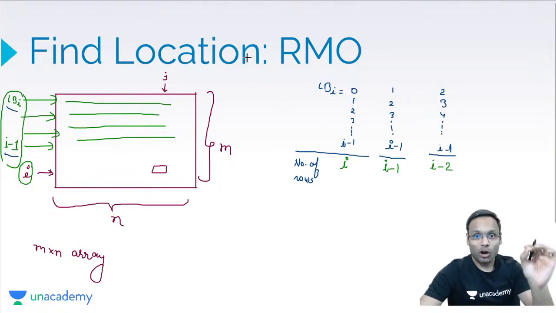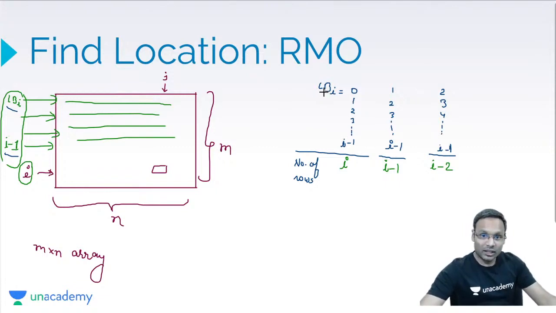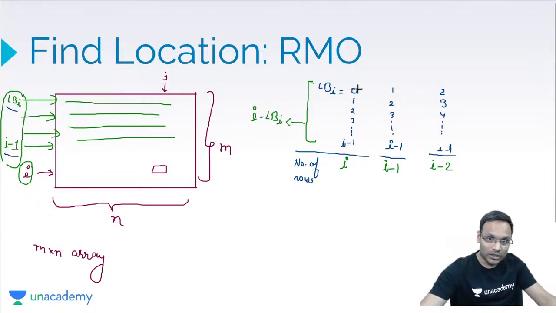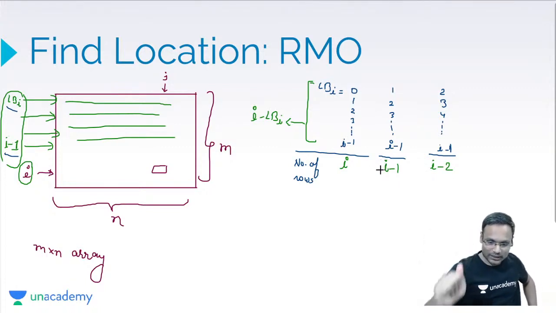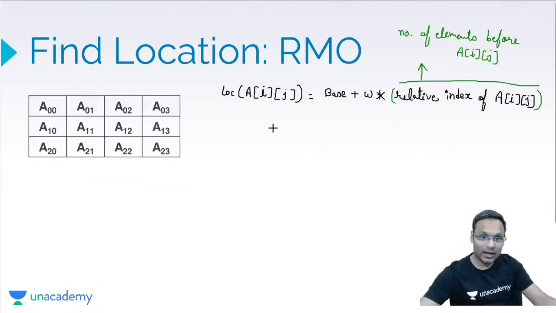Means if we talk in a generalized manner, from the lower bound of i to i minus 1, the total number of rows will be i minus lower bound of i. If the lower bound of i starts from 0, 0 to i minus 1, i minus 0 rows are there. If the lower bound of i is 1, 1 to i minus 1, a total of i minus 1 rows are there. Understanding? अभी समझ में आया? इतना समझ में आया?